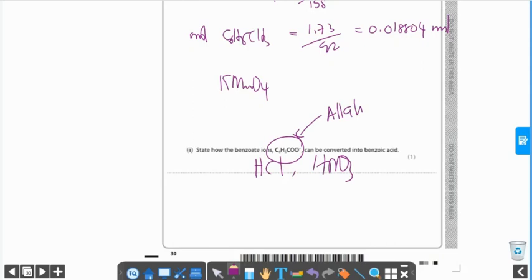Because if you have excess water in hydrolysis, what happens? Benzoic acid again breaks down into benzoate ion and H plus. So we need to make sure the water is not in excess. In acid hydrolysis, we mainly have a lot of water and less acid. So that's why acid hydrolysis in this case is not correct. Clear?